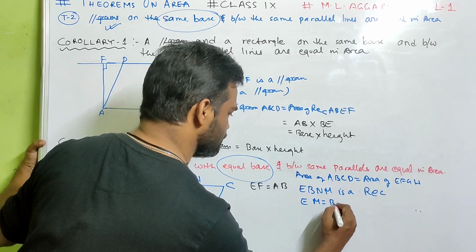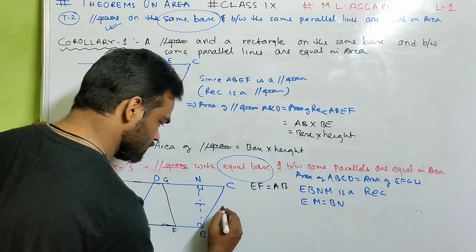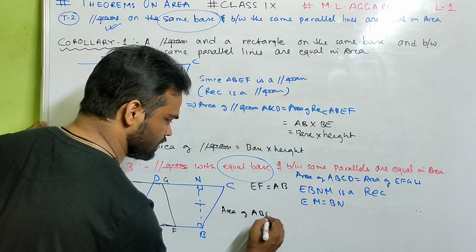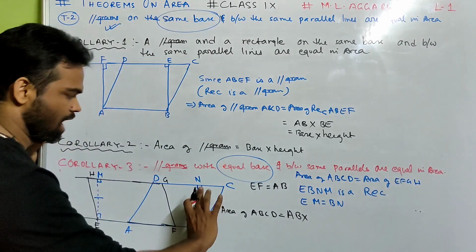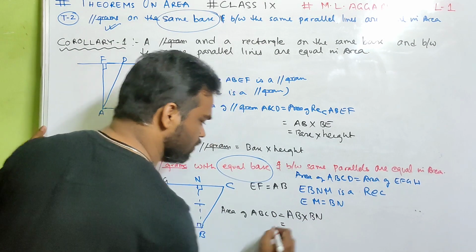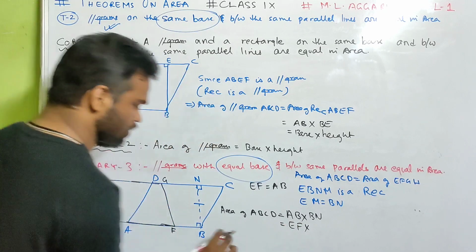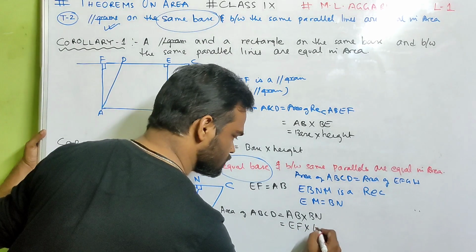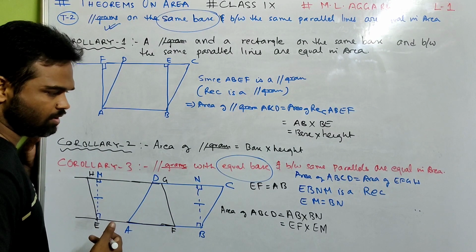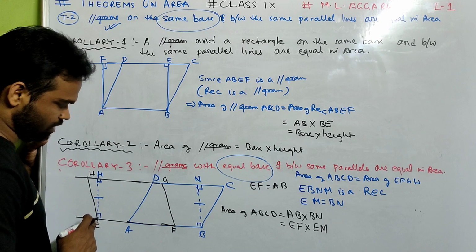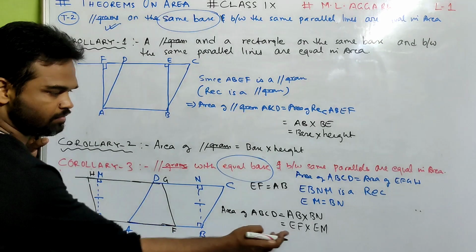EM will be equal to BN. Now look carefully. If I write area of ABCD, just look carefully at the diagram. Area of ABCD is base, which is AB, into height, which is BN. Now, instead of AB, can I write EF? Of course. Instead of BN, can I write EM? Of course. It's a rectangle, opposite sides are equal. Now look carefully. For a parallelogram EFGH, area will be base EF into height, which is EF into EM.